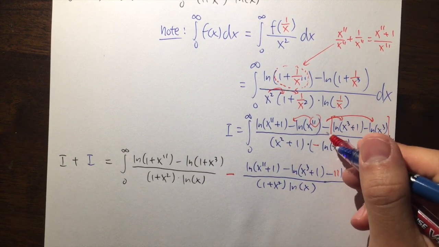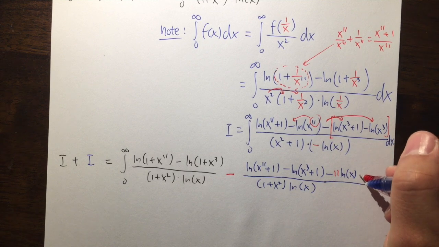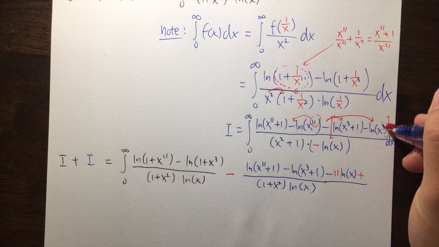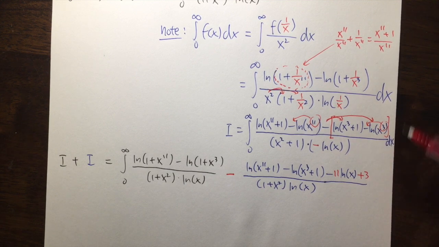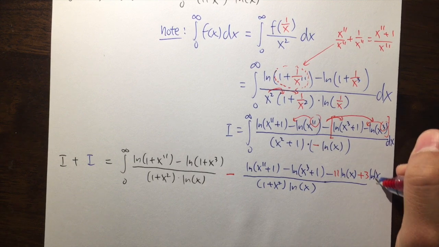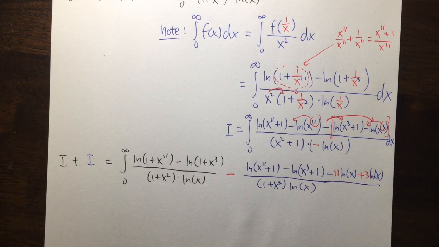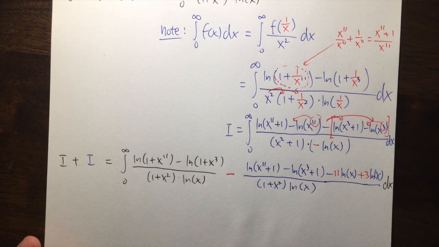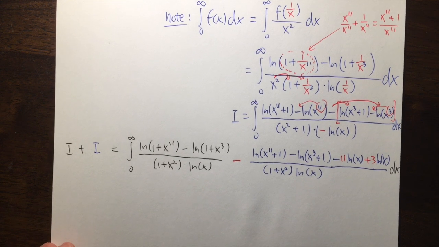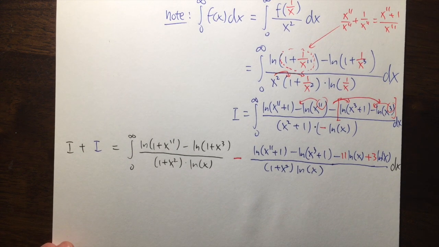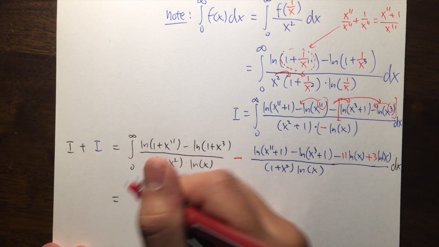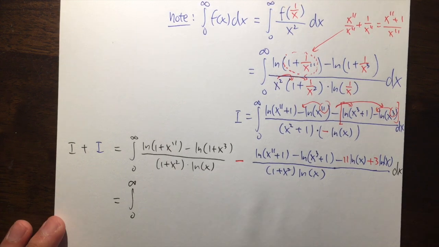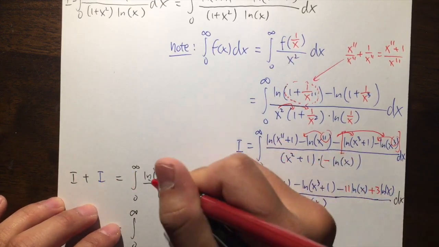And check this out. Negative times negative, that's positive now. And then right here, this is x to the third power inside. I can bring the power to the front, so we have 3 ln of x like that. And in the end, of course, I'll close this with a dx. Okay? Cool. And now a lot of good things are actually happening. Why? Because you'll see this right here is the integral from 0 to infinity. And check this out. We have the first integral right here.